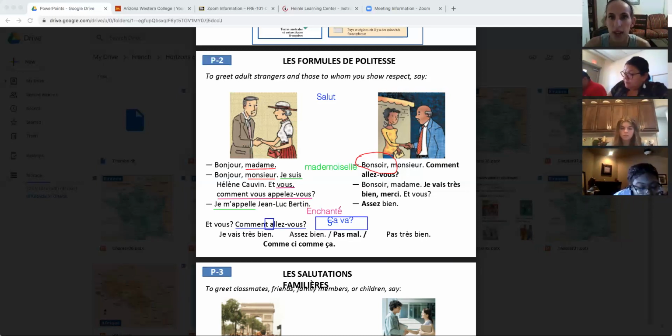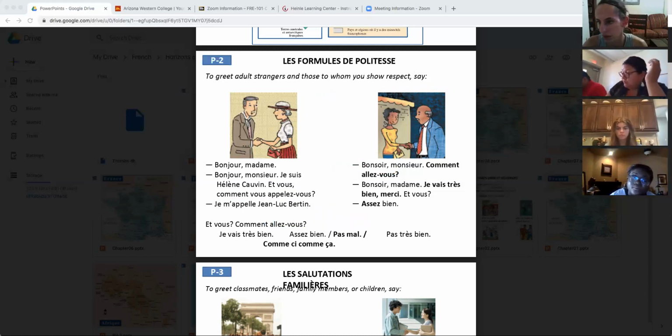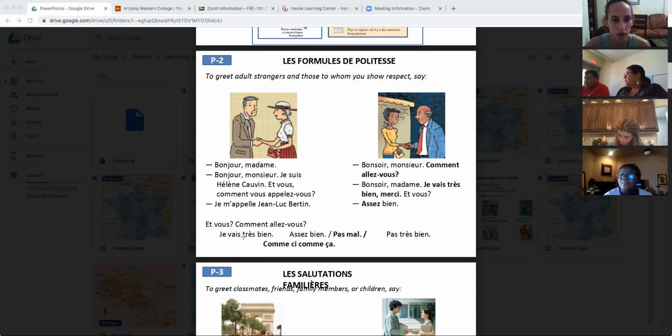All right, the last thing I want to review, at the bottom here, is the responses to how are you doing. We have a series of different responses. When you ask someone how they're doing, you can get almost any response. There are a couple on here, from very good, "très bien." So you'd start with "je vais," I'm going, I'm doing "très bien," very well, "assez bien," pretty well, "pas mal."